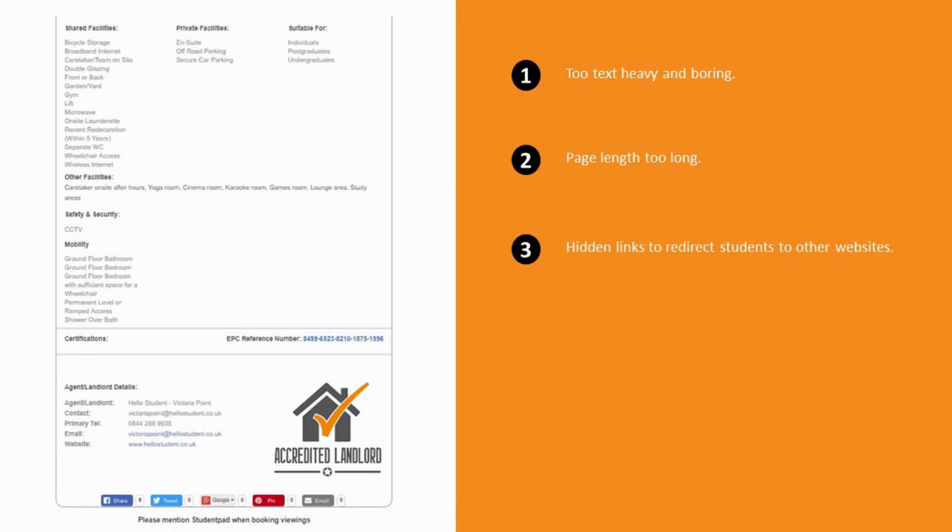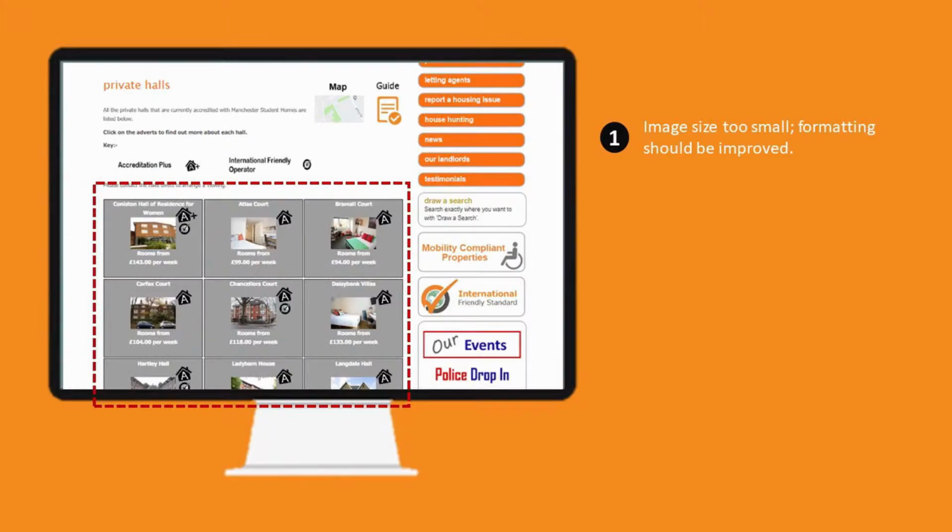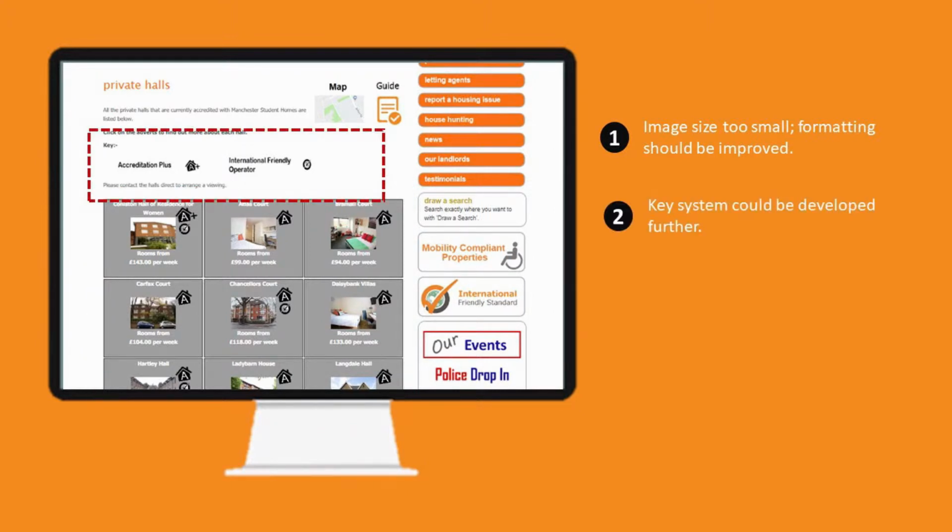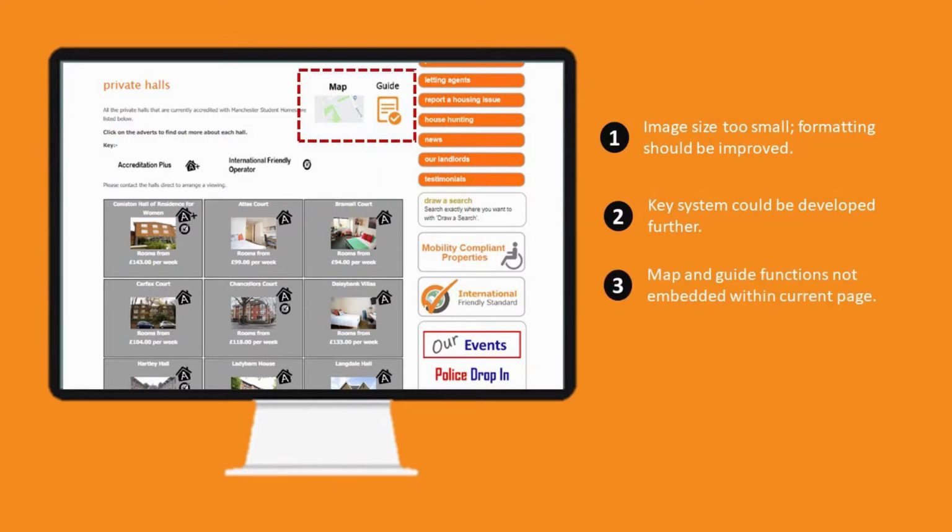Links to the supplier's website are small and hidden away, a problem for when the user wants a more detailed view of the property. Each page is also dull and aesthetically unpleasing. The other methods to search in private halls outputted a different formatted page. On this page, the images are too small and could be increased in size. The key system could be developed further to indicate what property features are included of interest to the user, such as TV size. The map and guide functions are not embedded correctly within the current page.